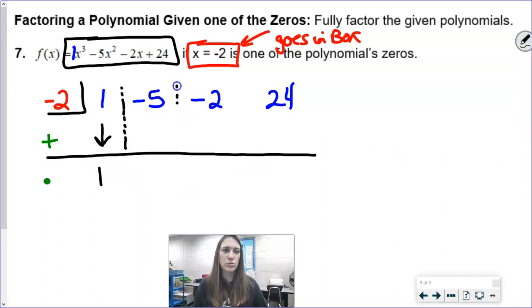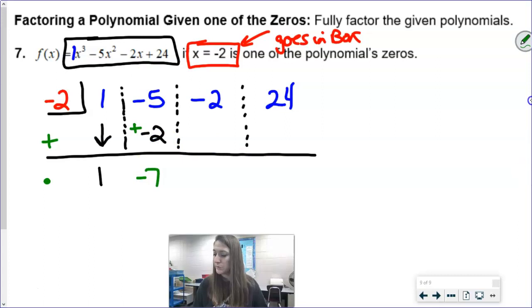So, here we go. Let's do this. 1 times -2 is -2. When we add those numbers together in the column, we get -7. -7 times -2 is 14. And then when we add these together, we get a 12. And then 12 times -2 is -24.